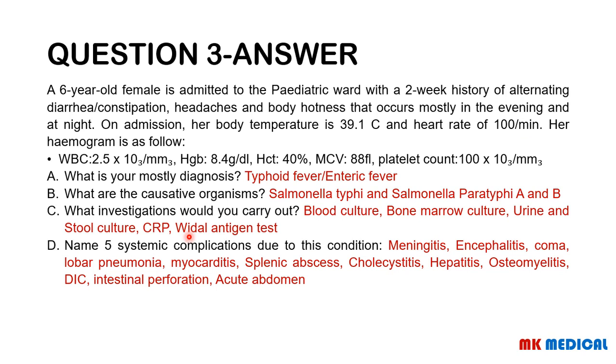You can also order your C-reactive protein and a Widal test. You shouldn't repeat full blood count. It's already been given to you in the question. So name 5 systemic complications. Just know the inflammations. So it could be meningitis, encephalitis, coma, lobar pneumonias, myocarditis, splenic abscesses, cholecystitis, hepatitis, osteomyelitis, DIC, intestinal perforations, and acute abdomen. Most of the complications are usually seen in the 3rd week of the condition.